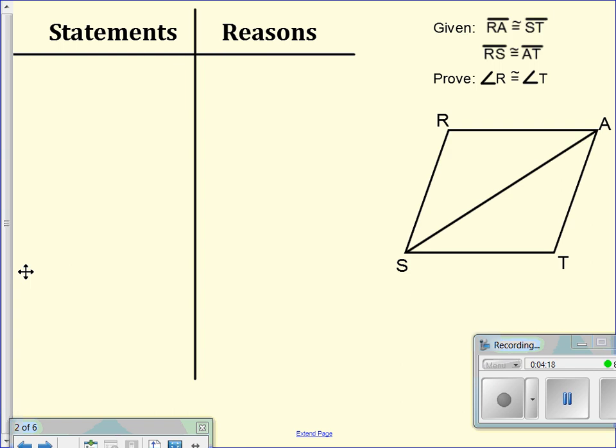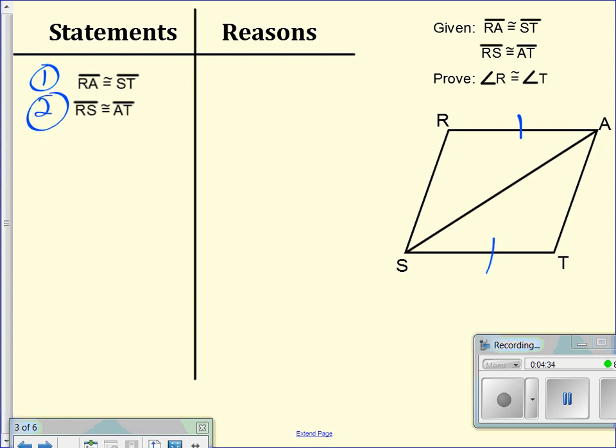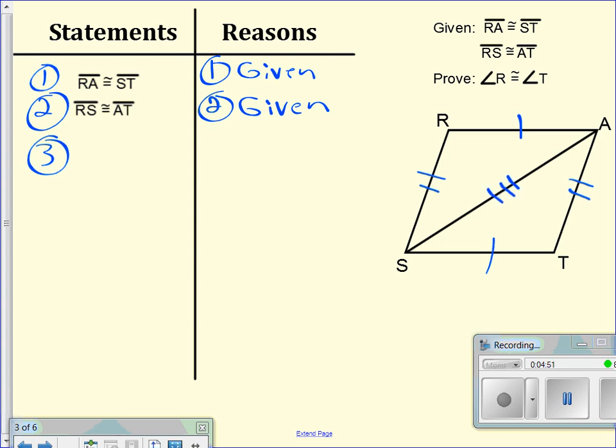Okay, let's try another one. All right, now, again, given, look at these. Boom. Take them, put them right over there. Statement 1 says those two sides are congruent. I'm going to mark it. RA congruent to ST. Statement number 2 says RS congruent to AT. Mark it. Those are both given to me. Okay. Statement 3, a lot of you might have your eyes drawn to this middle segment, there's a shared segment. So I'm going to say SA is congruent to SA. Well, that's pretty obvious. That reason is a property called the reflexive property.